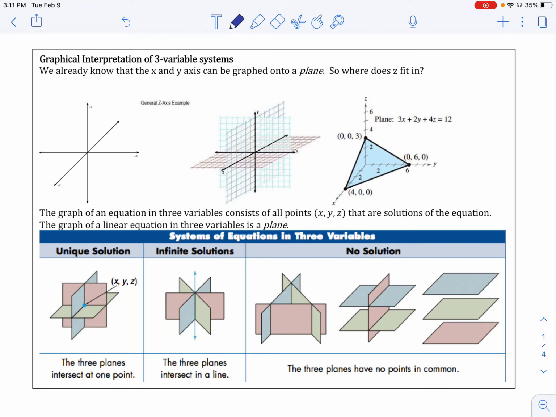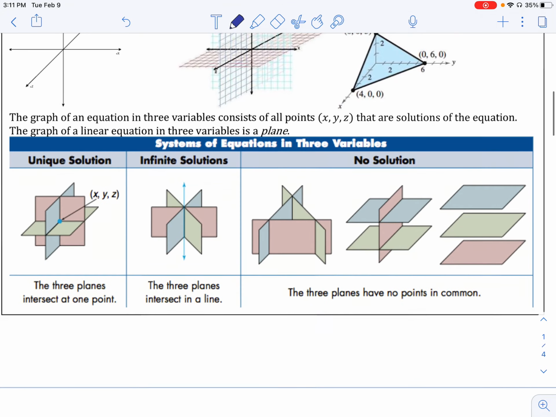So if we can think about that then, and we know that a solution to a system of equations represents where those graphs are intersecting, what that means for us is that when we have a system of equations in three variables, a unique solution is when all three of those equations, or all three of those planes, are intersecting at a single point. This is what we know as a consistent independent system. It is consistent because it has a solution, and it's independent because there is a unique solution there.